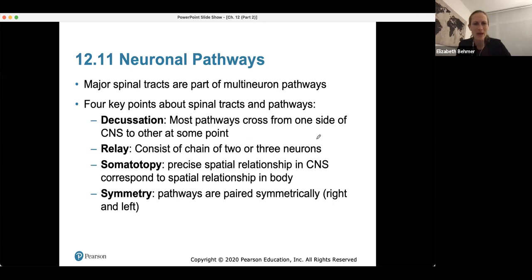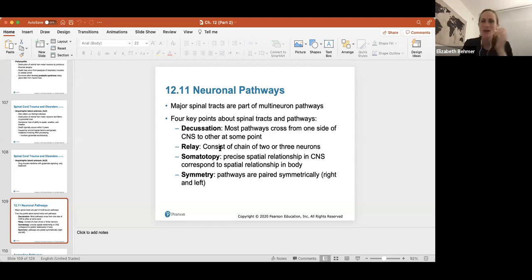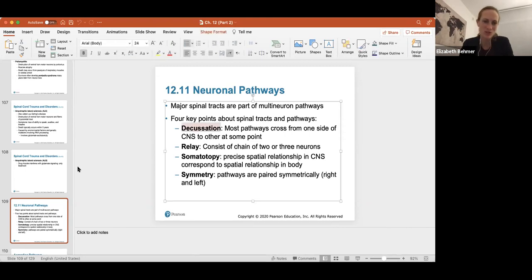All right, neuronal pathways. I don't cover too much of this, but neuronal pathways refer to the places in the spinal cord which have different tracts, and how your spinal cord brings all the information up to the brain and then back down. Decussation, I just want you to understand this wording. Decussation just means that most of the pathways cross from one side to the other in the central nervous system. That's important to remember, because your brain controls the opposite side of the body, and it also receives sensory information from the opposite side of the body.